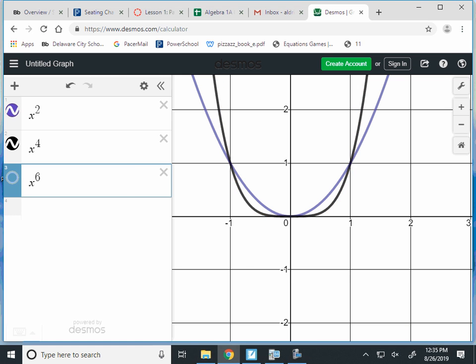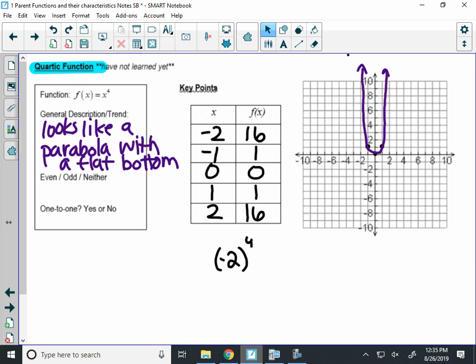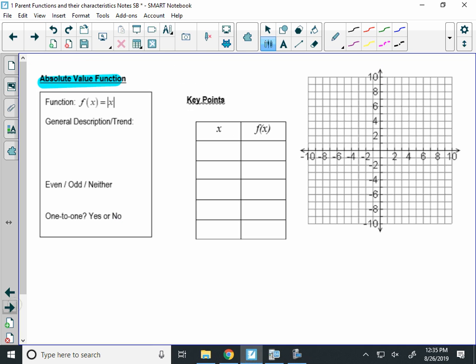All right. So let's see. Let's go back here. Is that an even or odd function? Even. Okay. 1 to 1? No, because it fails the horizontal line test. All right. Are we good with those? Those are kind of like our regular power functions. X to the 1st, x to the 2nd, 3rd, and 4th.